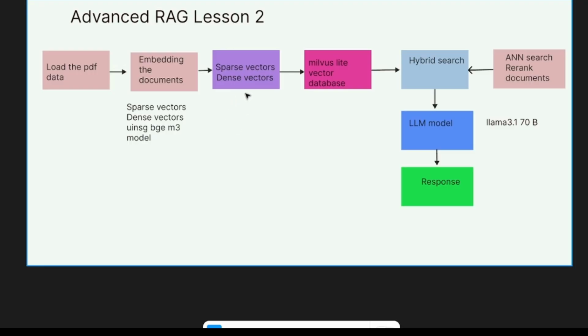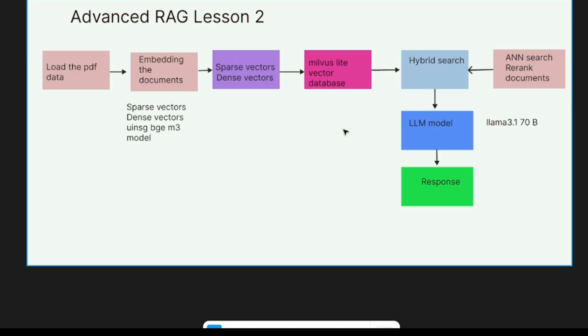So I need to store these sparse and dense vectors. After getting these vectors, I have to store them. To store them, I have chosen Milvus Lite. In the Milvus Lite database, I'm storing sparse vectors and dense vectors. After storing, we'll get the SQLite database. With the help of Milvus, I'm going to perform hybrid search on this.